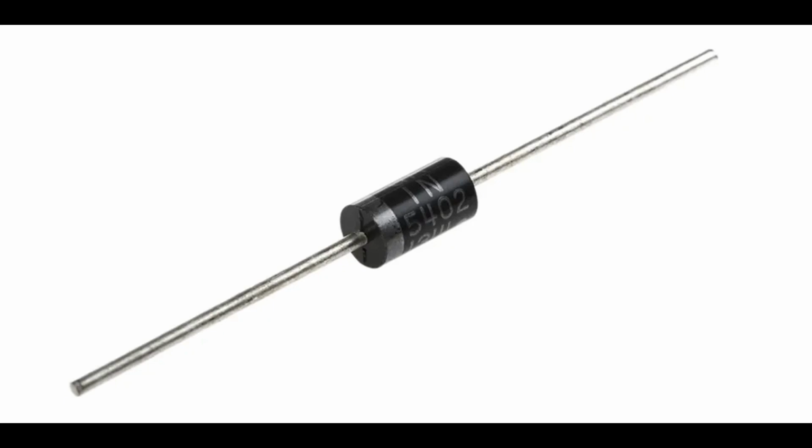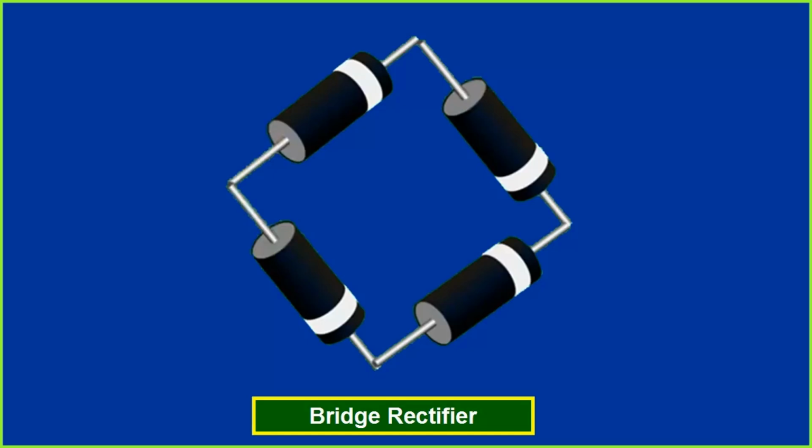There are two main types of rectifier diodes. Half-wave rectifier diode: in a half-wave rectifier circuit, a single diode is used to rectify the AC input voltage. The diode allows current flow only during the positive half-cycle of the input AC waveform, while during the negative half-cycle, it blocks the current. As a result, only the positive portion of the AC waveform is passed through, and the negative portion is removed, creating a pulsating DC output.